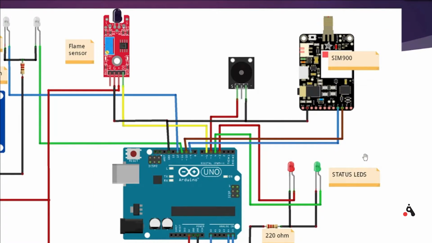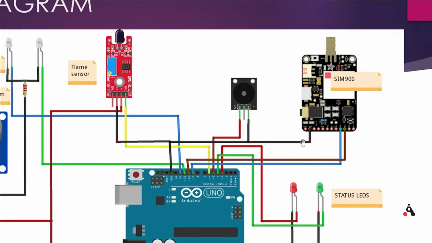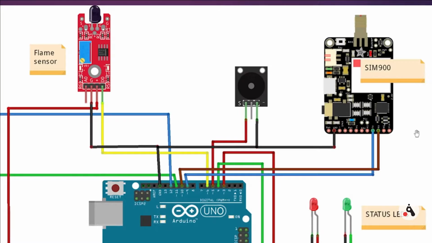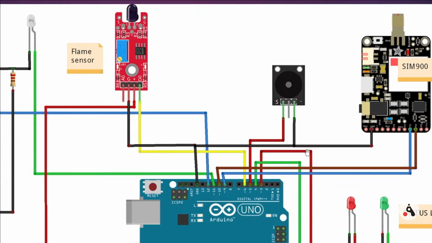Perfect. And for the SIM900 GSM module, we have used the RX and TX. RX is connected to pin number 10, and TX is connected to pin number 9. Perfect. And ground is connected because for a whole circuit, we have to make all the grounds common. Talking about the buzzer, it is directly connected to pin number 5, and ground is connected to any of the grounds, you can see here.